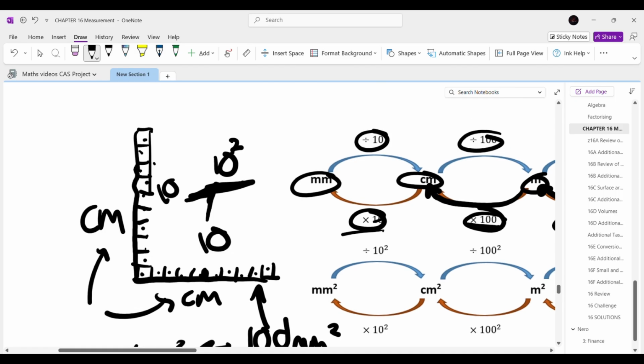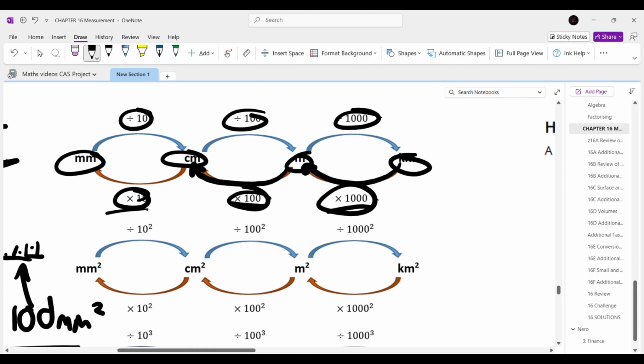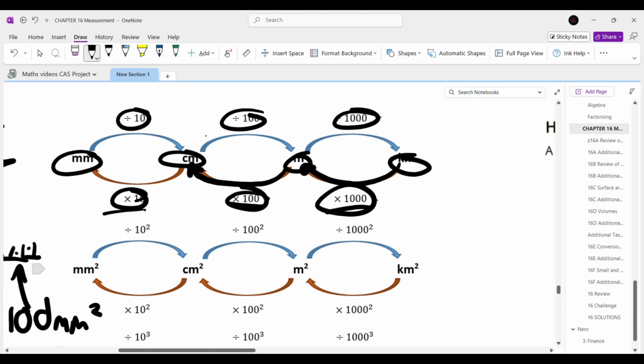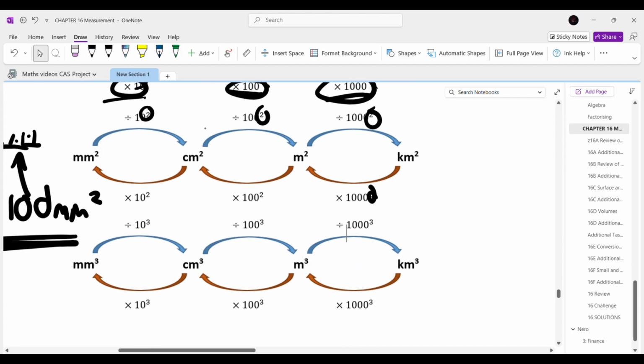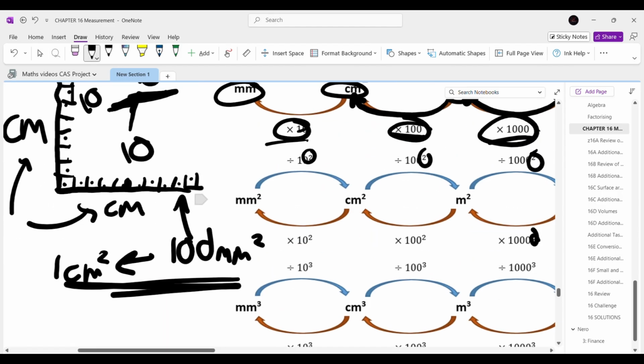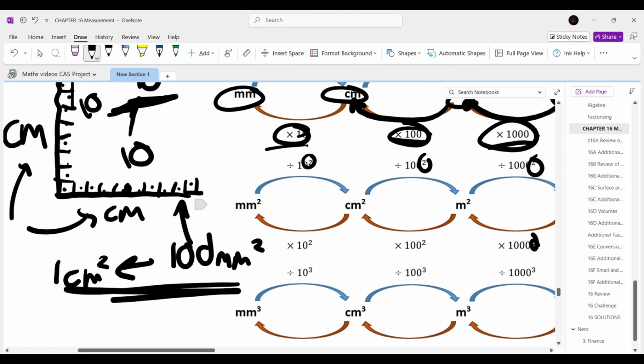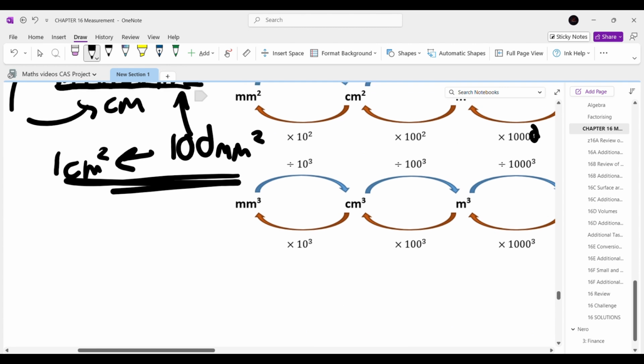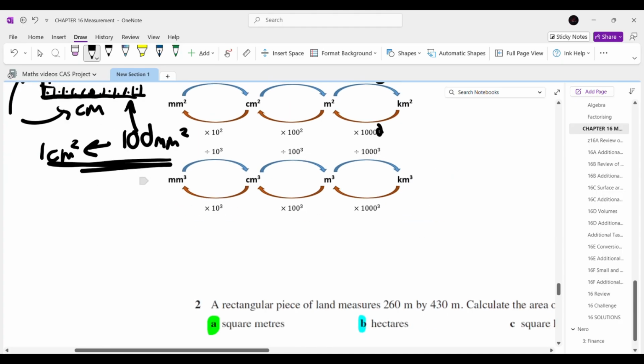If you imagine this to be a square factor, this is why we're going by factors of 10 squared, and then for volume it just becomes that but cubed, for a very similar reason. You have 3 dimensions, and you have 1,000 millimeters cubed per centimeter cubed.